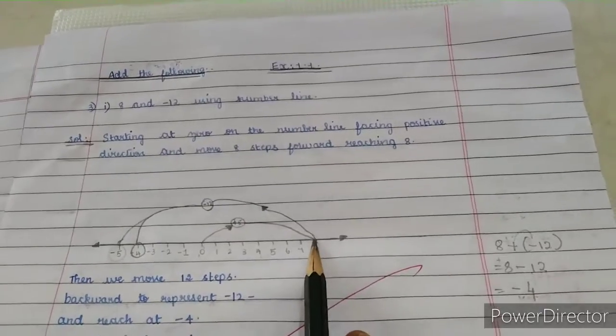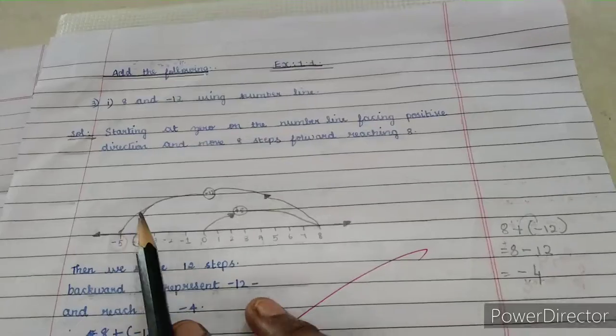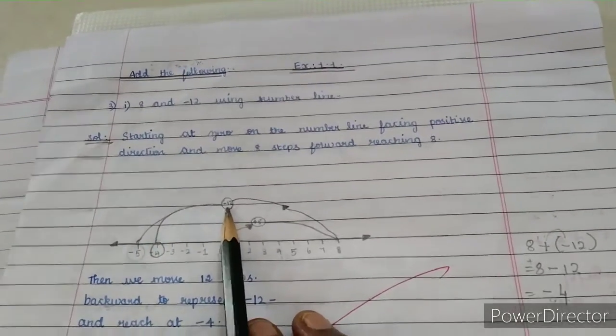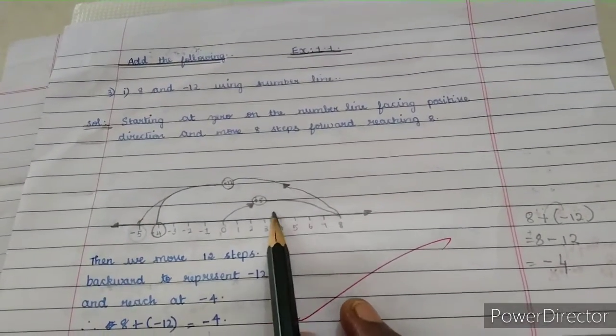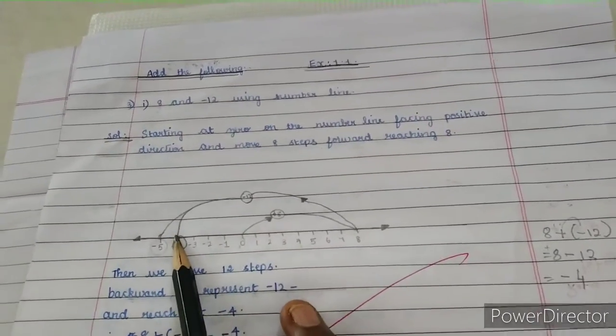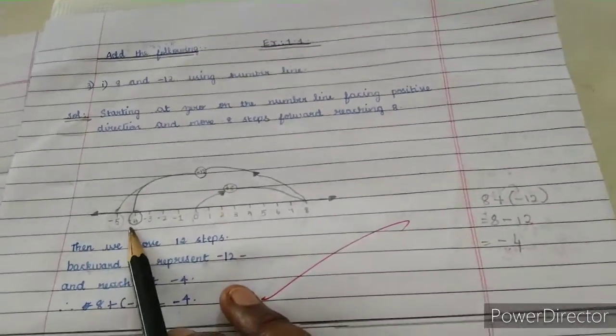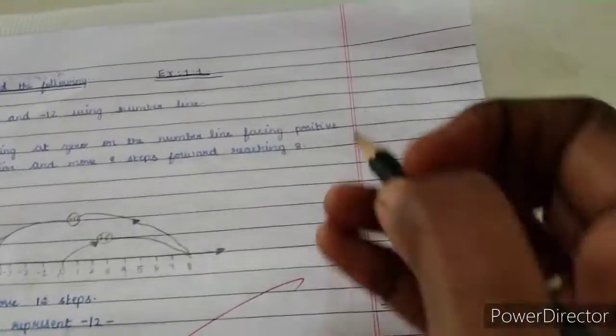So from 8, you have to move 12 steps backward to represent minus 12. So 1, 2, 3, 4, 5, 6, 7, 8, 9, 10, 11, 12. So your answer is minus 4. How to check whether your answer is right?